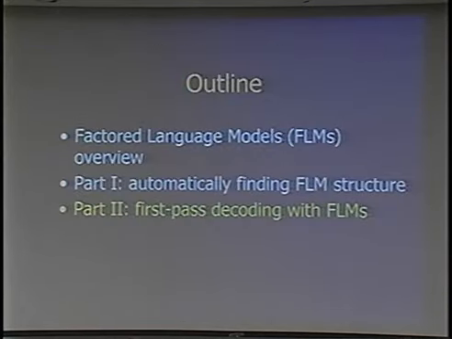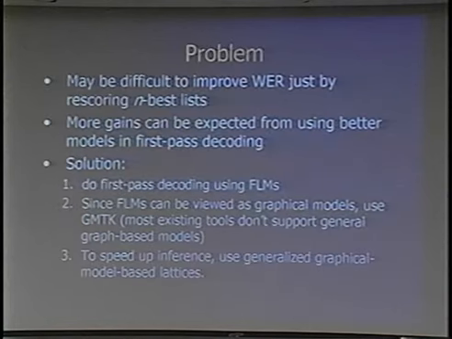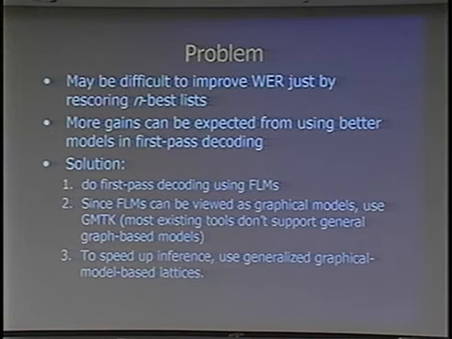Now, suppose we already have the factor language model. How do we use them in the first pass decoding? Well, why do we want to do this in the first pass decoding? The reason is it might be very difficult to just do rescoring. We might have more gains if we put the newly built language models in the first pass decoding. And we can do this.